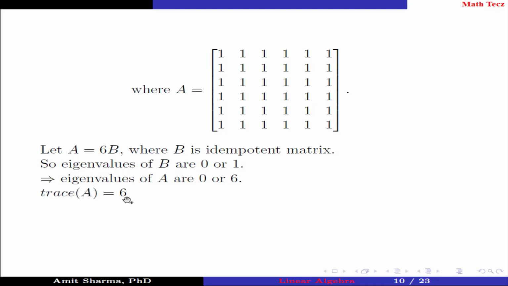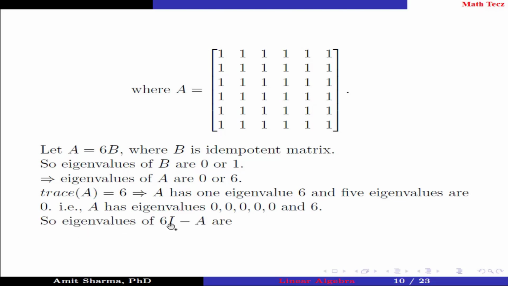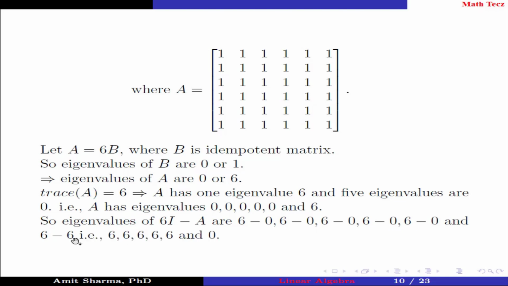Since the trace of A is 6, A has one eigenvalue 6 and 5 eigenvalues 0. That is, A has eigenvalues 0, 0, 0, 0, 0, and 6. So the eigenvalues of 6I minus A are 6 minus 0, 6 minus 0, 6 minus 0, 6 minus 0, 6 minus 0, and 6 minus 6. That is 6, 6, 6, 6, 6, and 0. Hence, the eigenvalues of M are 6, 6, 6, 6, 6, and 0.